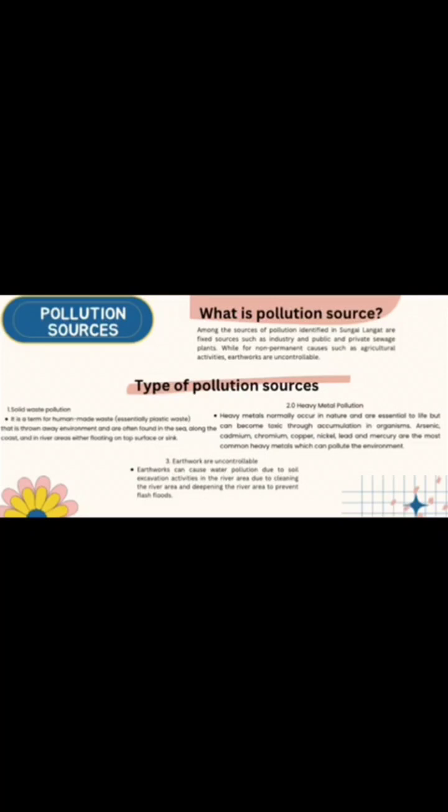Firstly, solid waste pollution. It is a term for human-made waste that is thrown away into the environment and often found in the sea, along the coast and in river areas, either floating on the surface or sinking. Second, heavy metal pollution. Heavy metals normally occur in nature and are essential to life but can become toxic through accumulation in organisms. Arsenic, cadmium, chromium, copper, nickel, lead and mercury are the most common heavy metals which can pollute the environment.